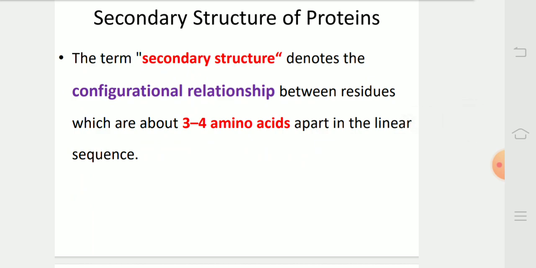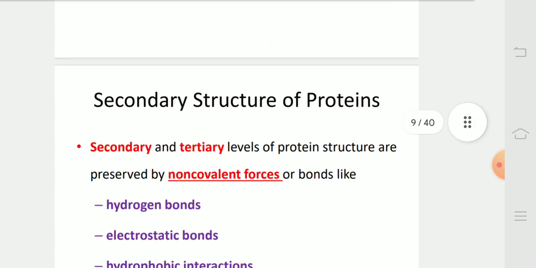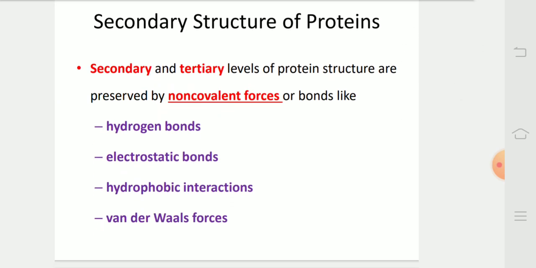Secondary structure of proteins. The term secondary structure denotes the configurational relationship between residues which are about 3 or 4 amino acids apart in the linear sequence. Secondary and tertiary levels of protein structure are preserved by non-covalent forces or bonds like hydrogen bonds, electrostatic bonds, hydrophobic interactions, and van der Waals forces.